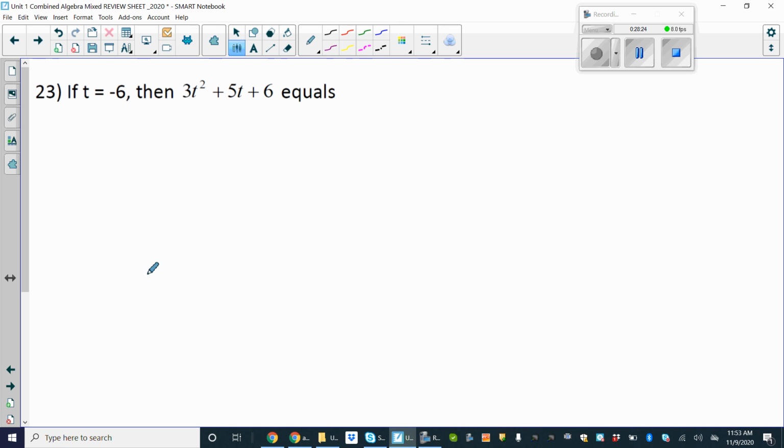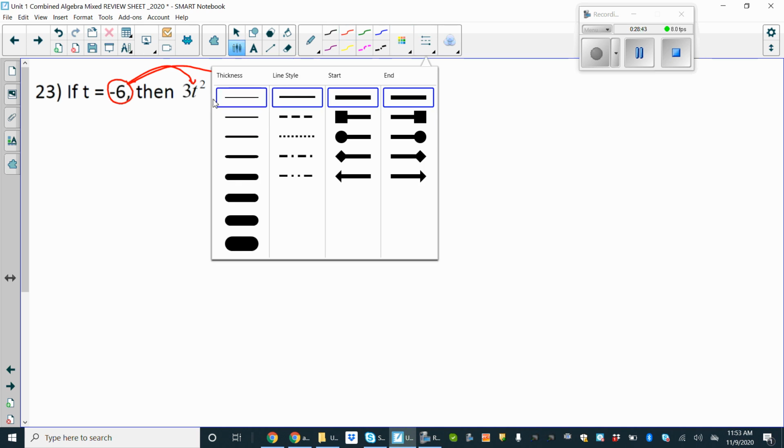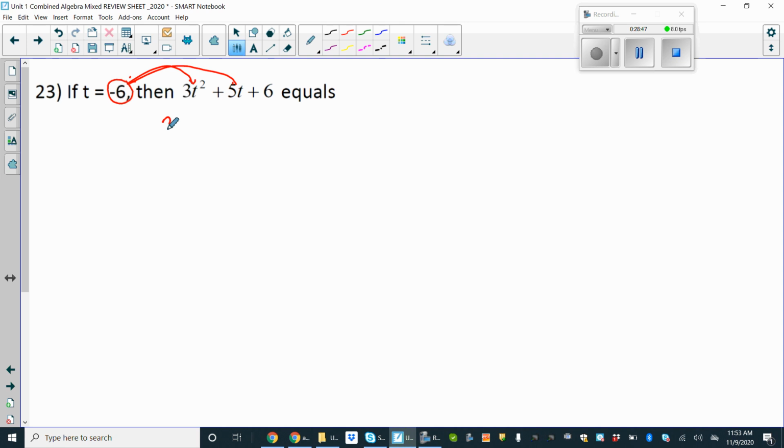If t equals negative 6, then 3t squared plus 5t plus 6 equals what? So you have to substitute in. Wherever you see t, you replace with negative 6. So you're going to just substitute it in. So 3 times negative 6 squared plus 5 times negative 6 plus 6.